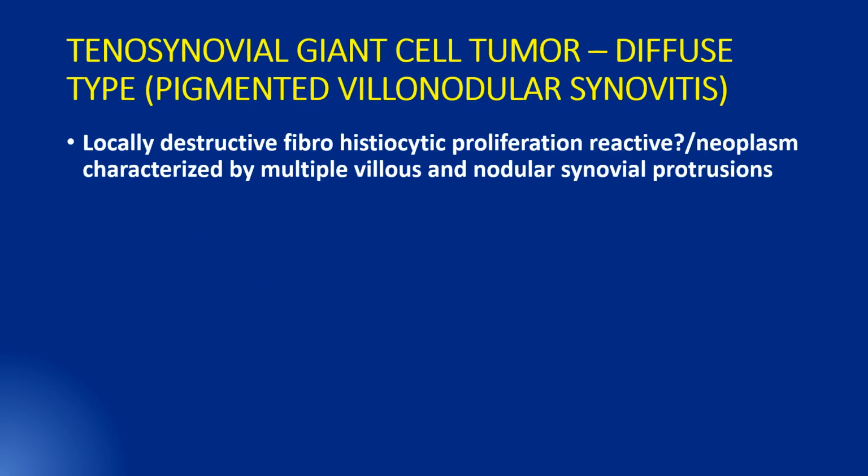So going back to another giant cell rich lesion, which is tenosynovial giant cell tumor, diffuse type, previously named pigmented villonodular synovitis, which is more recognized.